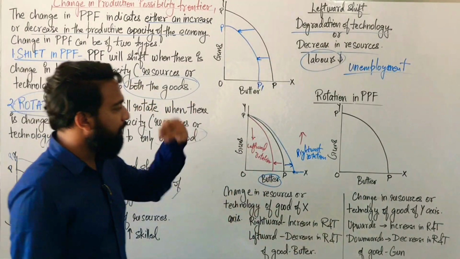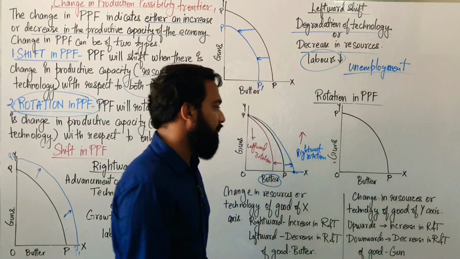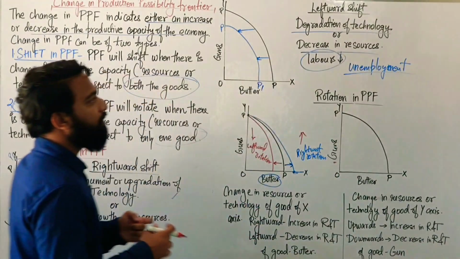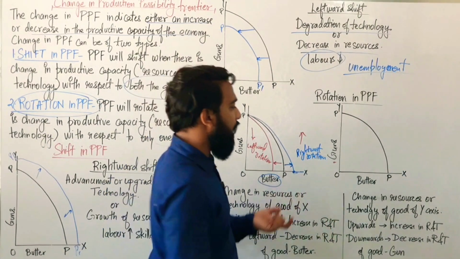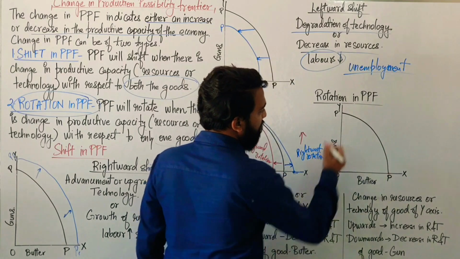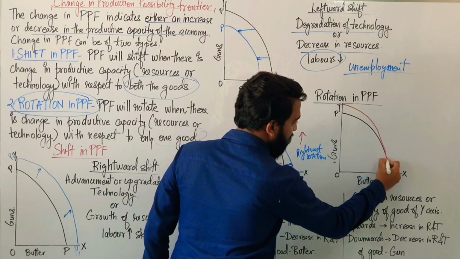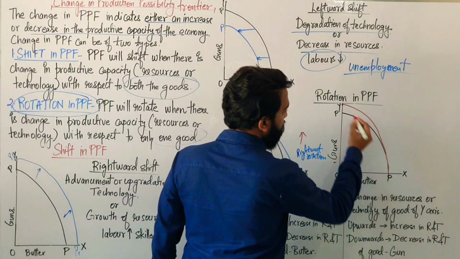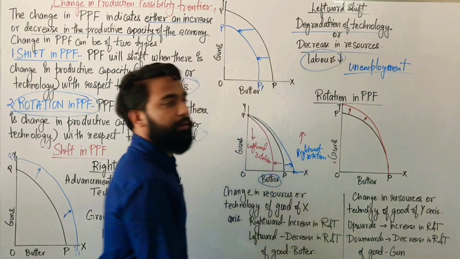Now let's come to the goods of the y-axis, which is the guns. If technology and resources are increasing in the production of guns and the butter remains the same, then the point on the x-axis will remain the same, but the point on the y-axis will go up, and the new PPC curve will look like this. The point on x-axis remains the same, but the point on y-axis is increasing.